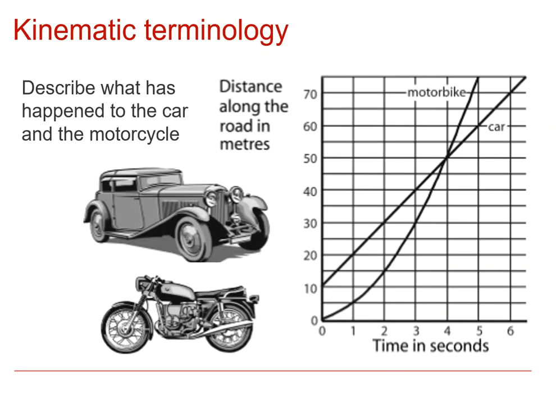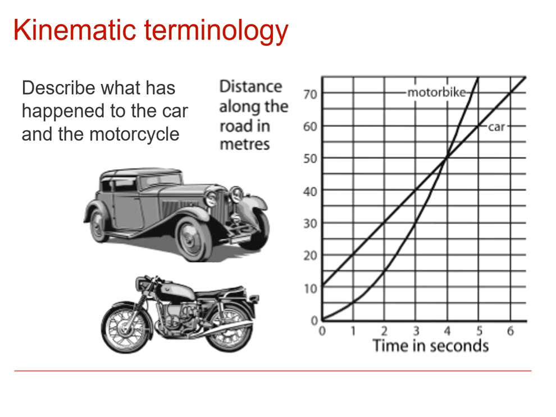So here's another example. Again, if you'd like to pause your video for a moment, have a good look at this displacement time graph with the car and the motorcycle both represented there, and decide what is happening. What comparisons can you make between the journey for the car and the journey for the motorbike?